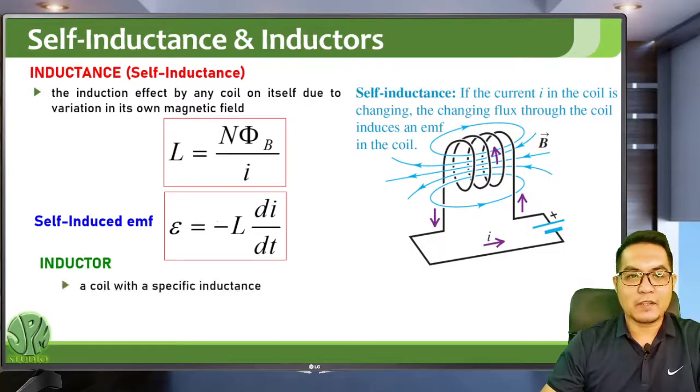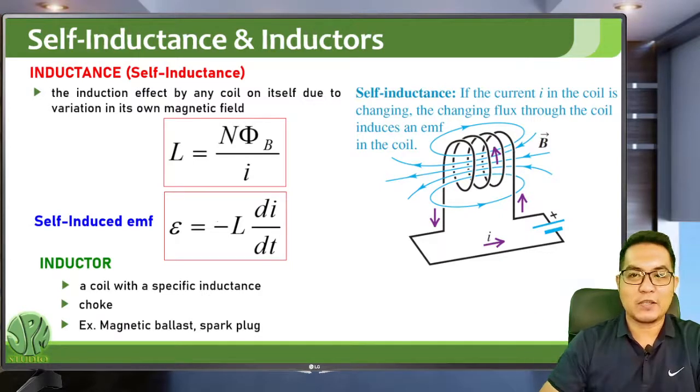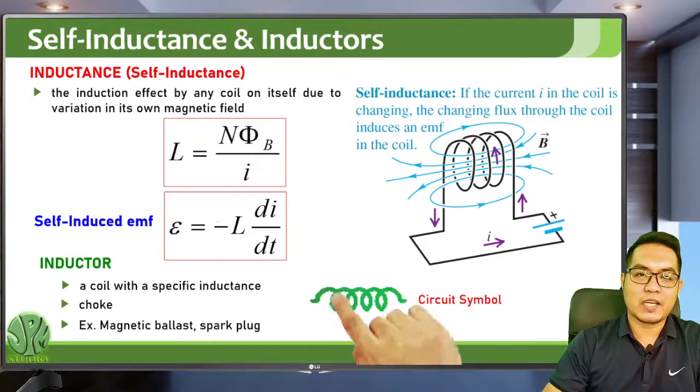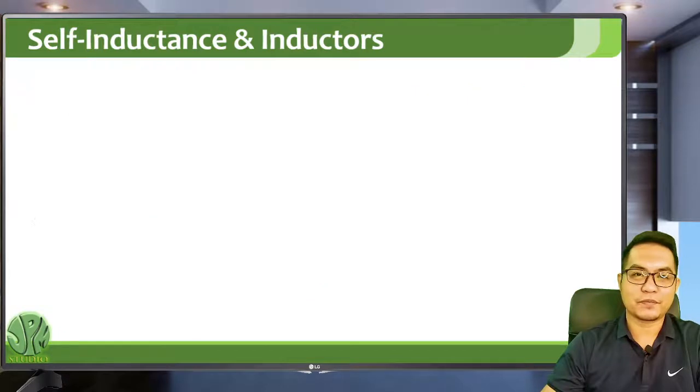An inductor now is the third basic element of a circuit, aside from a capacitor and a resistor. So it's a coil with specific inductance. Sometimes it's called a choke. Examples are the magnetic ballast in your fluorescent lamps and the spark plug. A spark plug is an inductor. The circuit symbol for an inductor is basically a coil, so it looks like a spring.